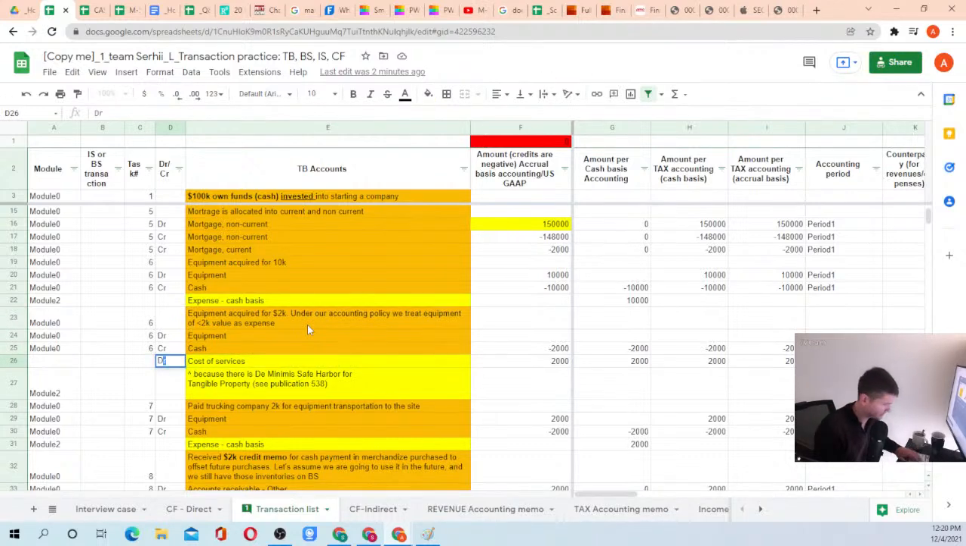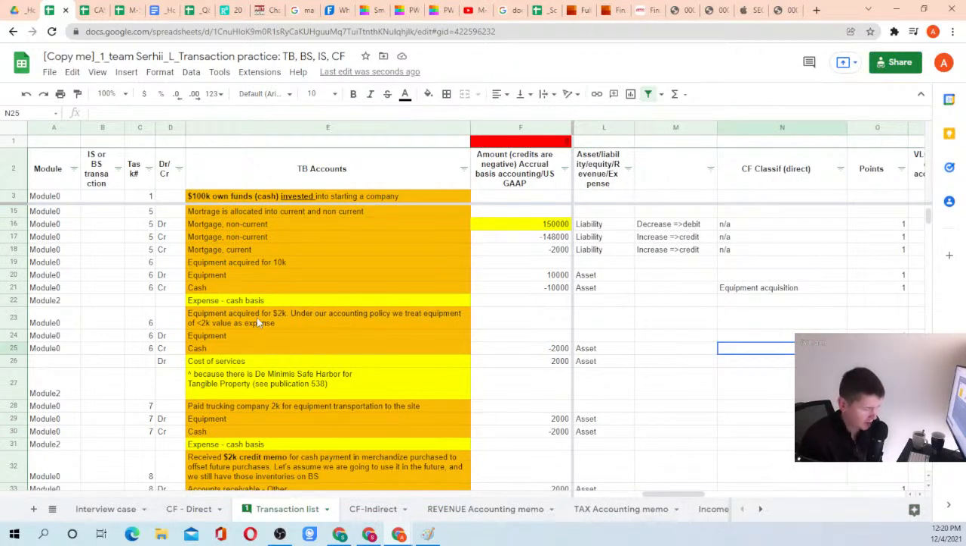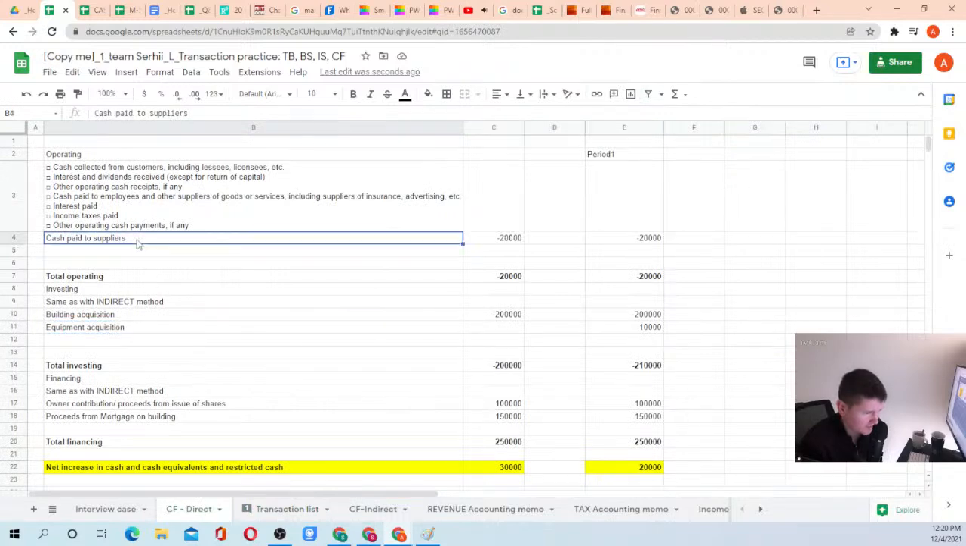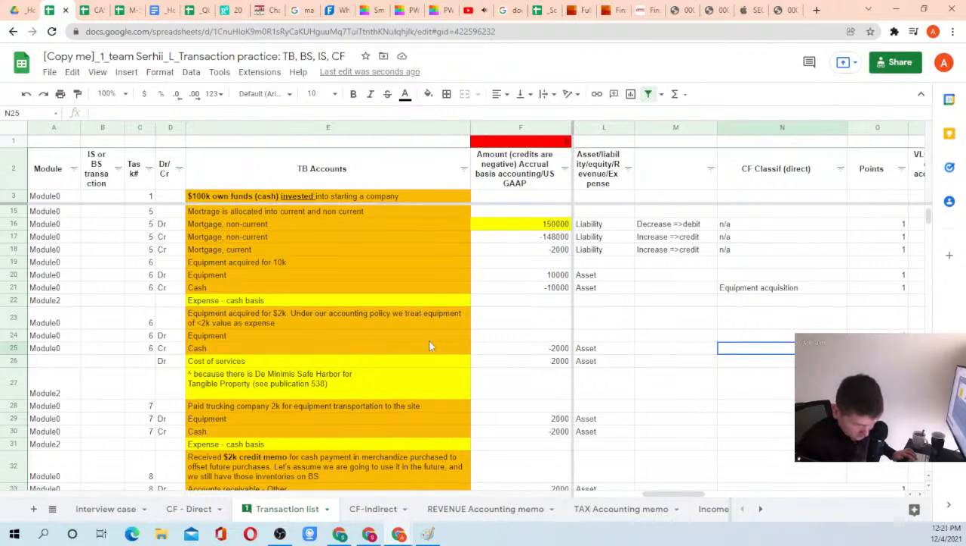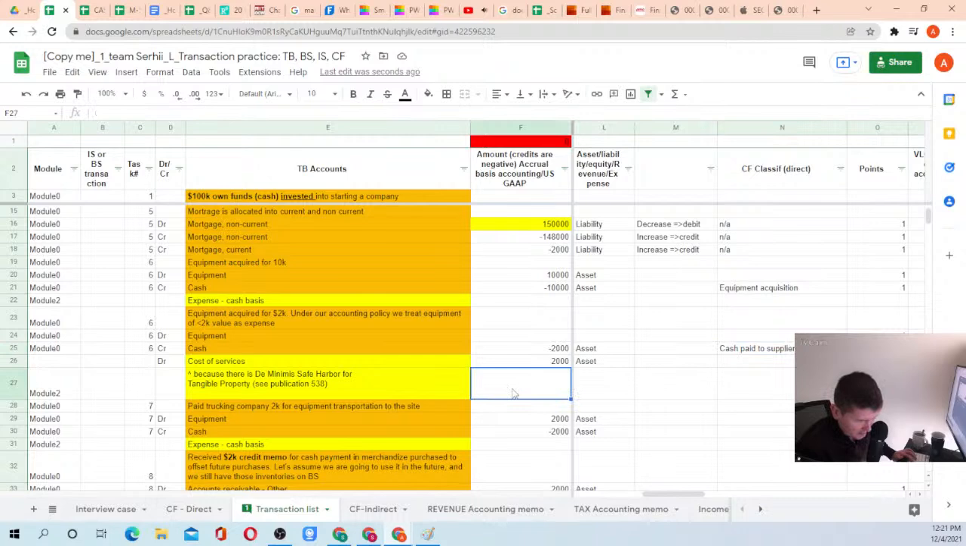Okay, so basically I have an expense here. So we credited cash, and because under our accounting policy we treat equipment of such low value as an expense, we actually record it as a cost of services, and now that will be the amount paid to suppliers. Let's see, I've already got it here, cash paid to suppliers, and I put it in here, and let's see, yeah, it reflected here. Okay, let's move to next one.